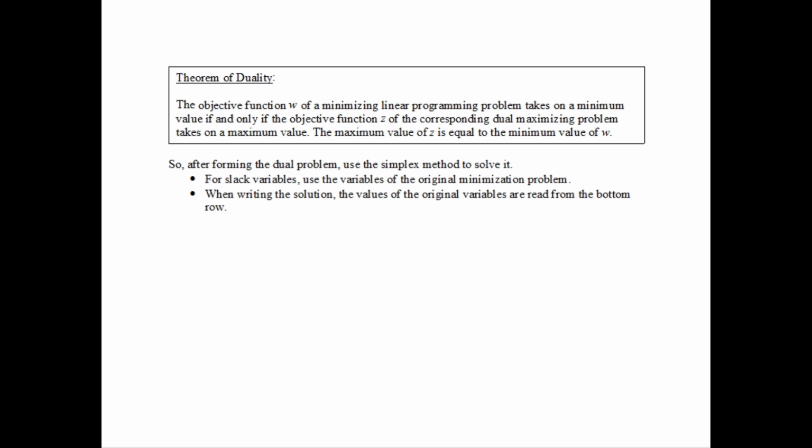And what will help us to do that is when we solve the maximization problem, the dual, with simplex, instead of using S1, S2, S3, etc. for slack variables, we are going to use the variables from the original minimization problem. Remember, we are very careful to use different letters for both problems. Turns out that will help us to read the values of the original variables from the bottom row.